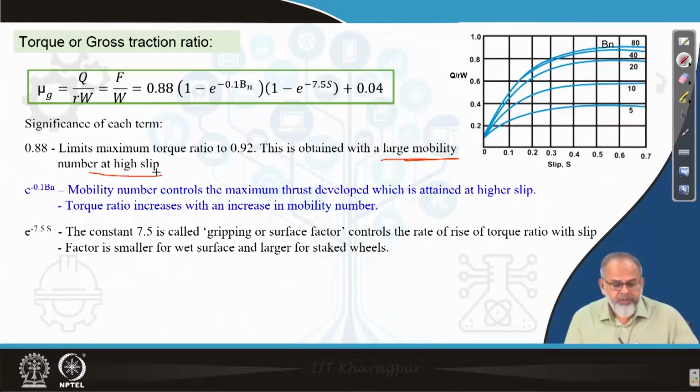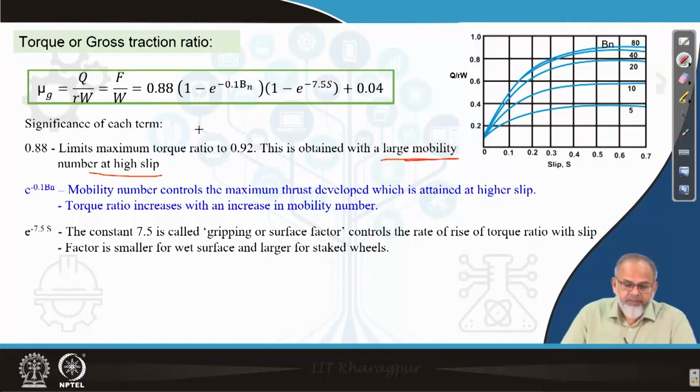Then the second important component is your mobility number, e to the power minus 0.1 Bn. The mobility number here controls the maximum thrust which is developed, and it is developed at a higher slip. The torque ratio increases with increase in mobility number.